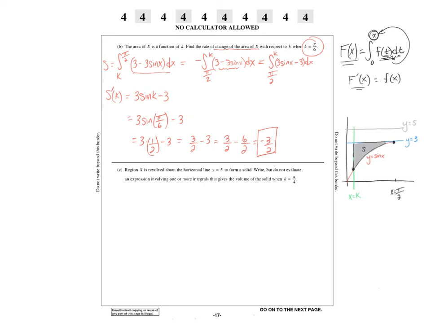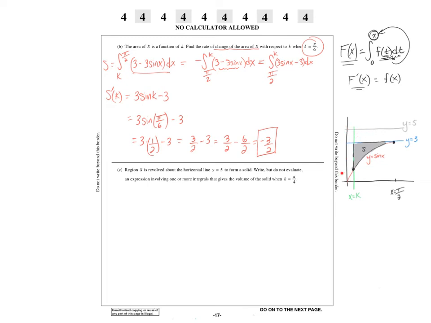Okay, lastly for part C, we've got a solid of revolution problem. Almost always happens when you get one of these shaded region problems, so expect this. We are going to revolve around a horizontal line y equals 5. So I've taken the liberty of drawing the picture from what we saw on the first page.